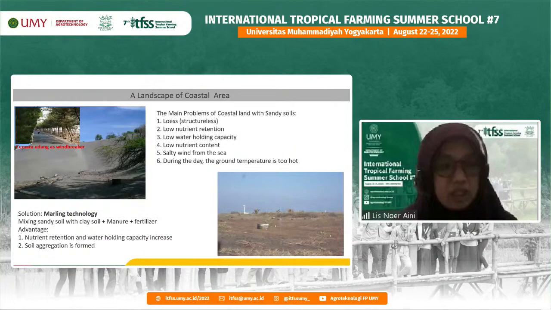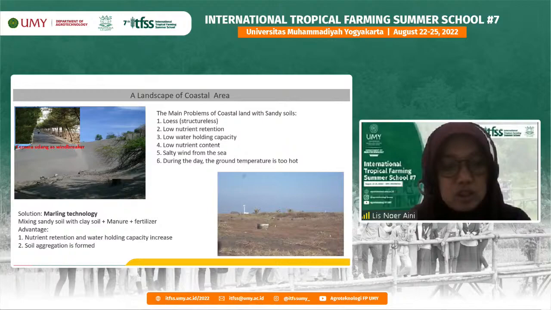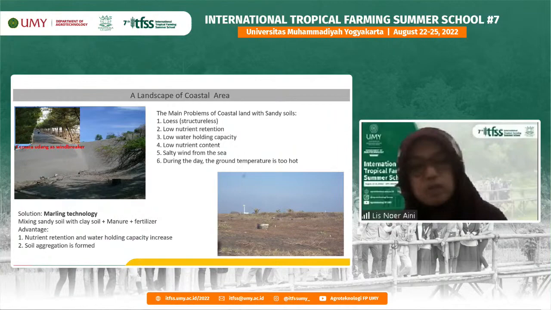This photo depicts the original condition of the coastal landscape of the southern coast of Yogyakarta before it was managed. We know that coastal areas have unique conditions, such as high temperatures, relatively strong wind gusts, low humidity, and soil that is dominated by the sand fraction. In this session, we will focus on the technology for managing coastal sandy soil to improve its fertility level so that productivity can be increased.